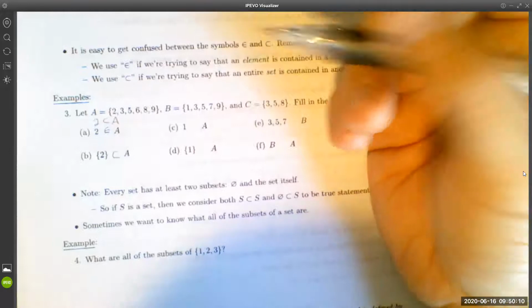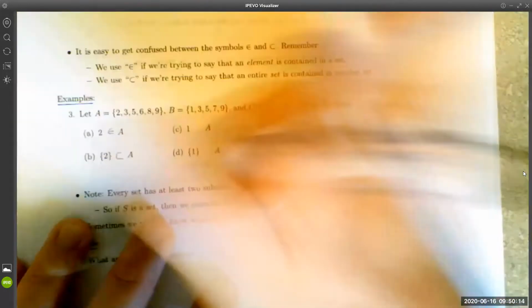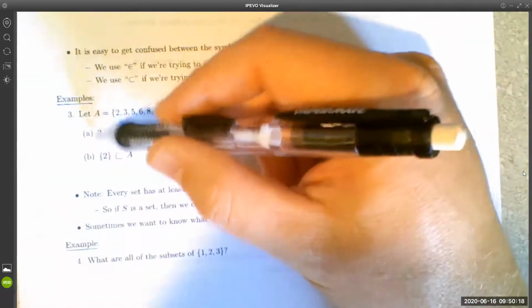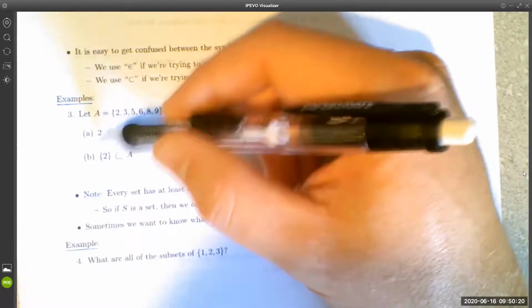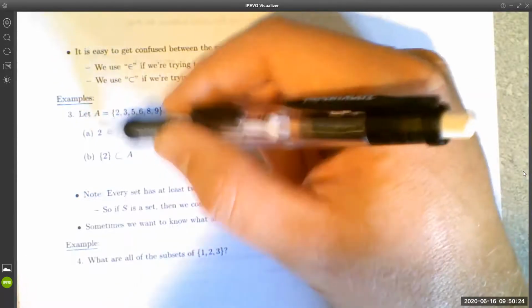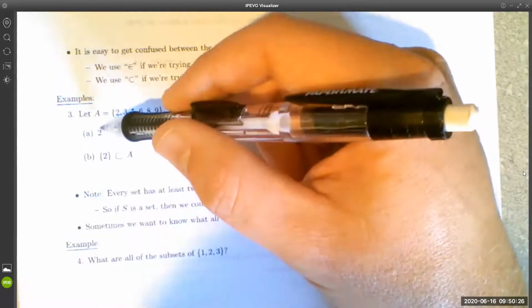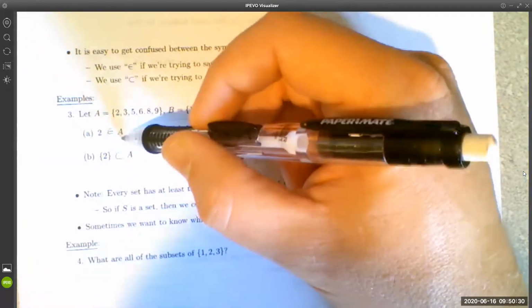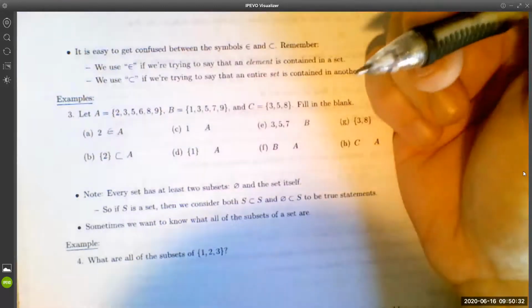Okay? So, I guess maybe an easy way to see that is if you don't have curly braces around this, then it doesn't represent a set. So it doesn't make sense to say that it's a subset of another set because it's not a set in the first place. So it can't be a subset. It can be an element though. It can be an element of the set A. And it is, right?